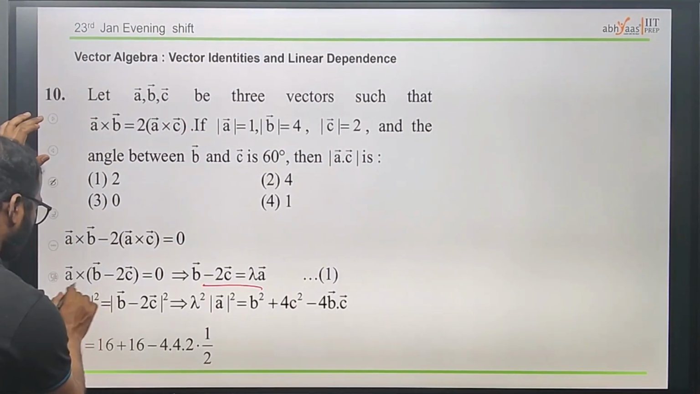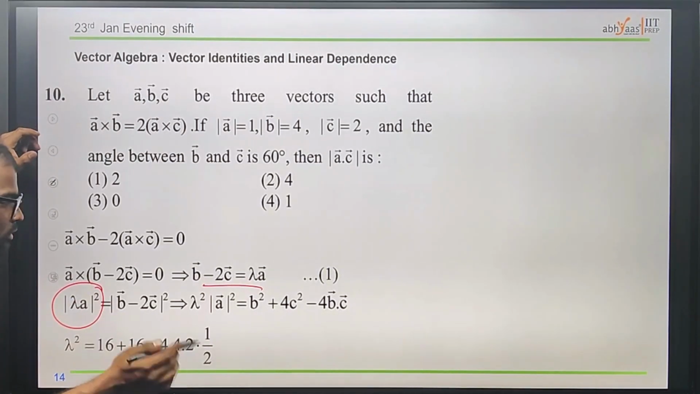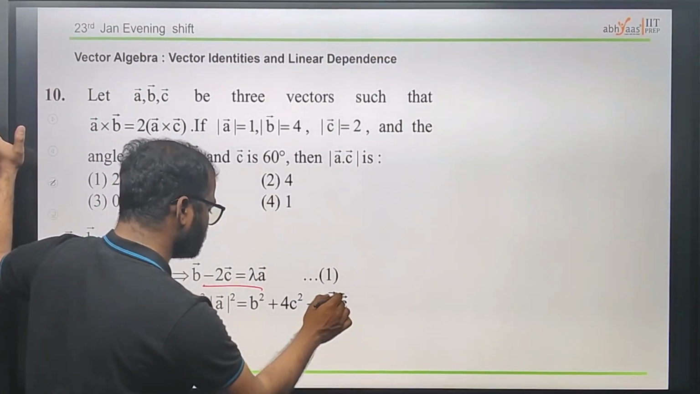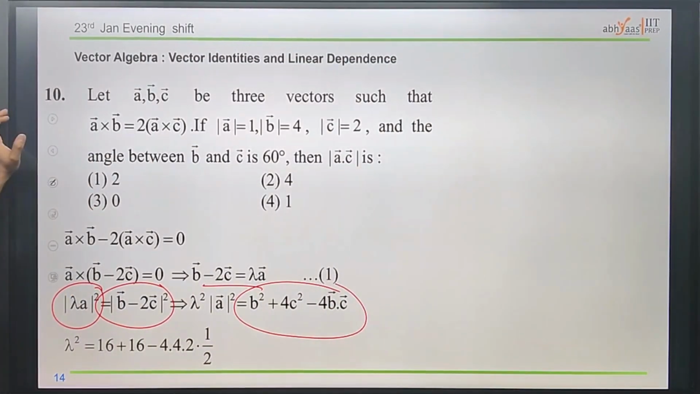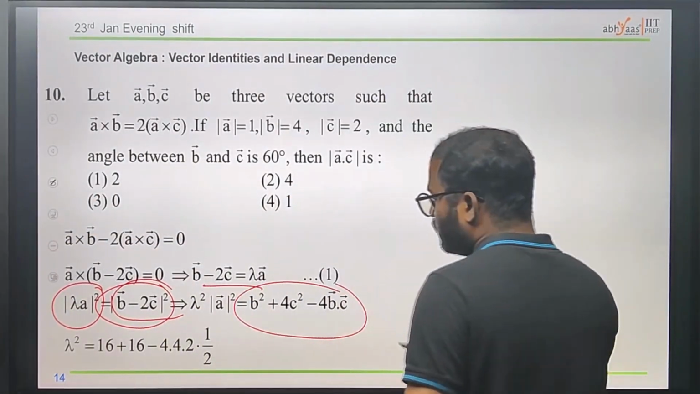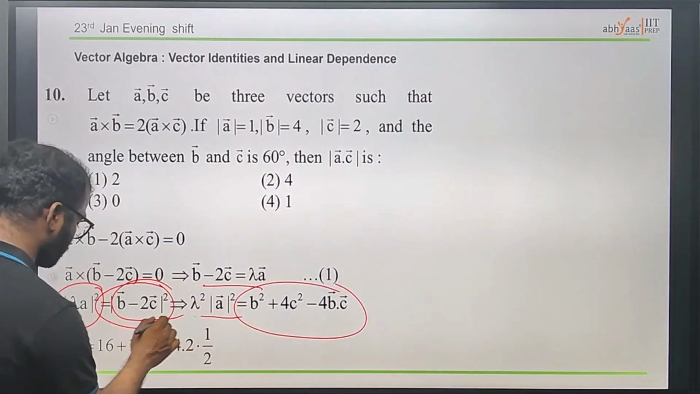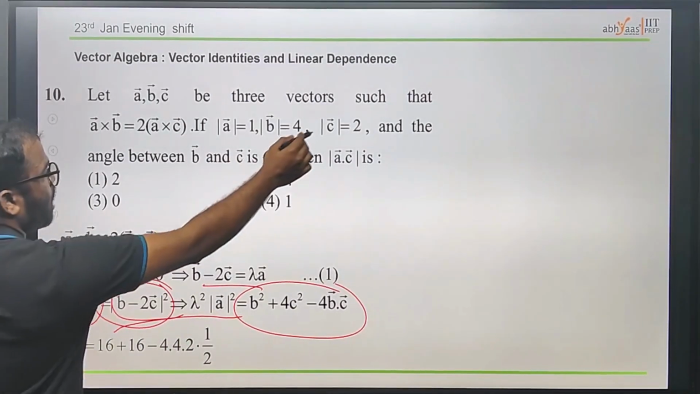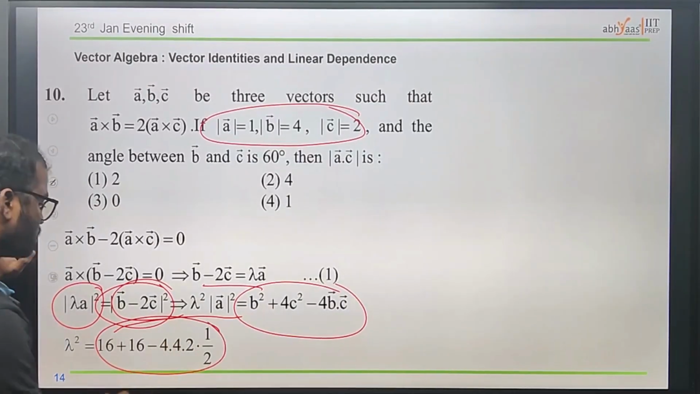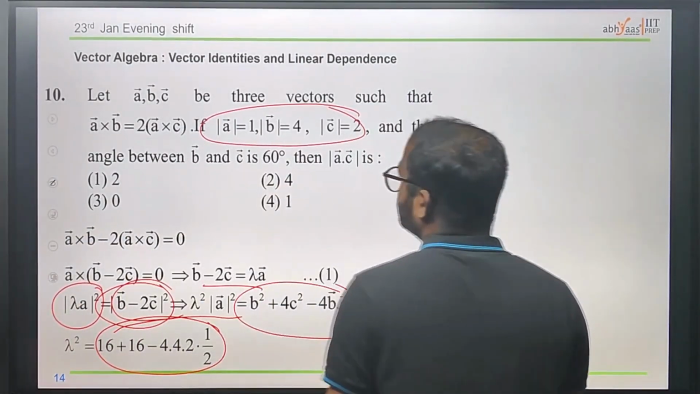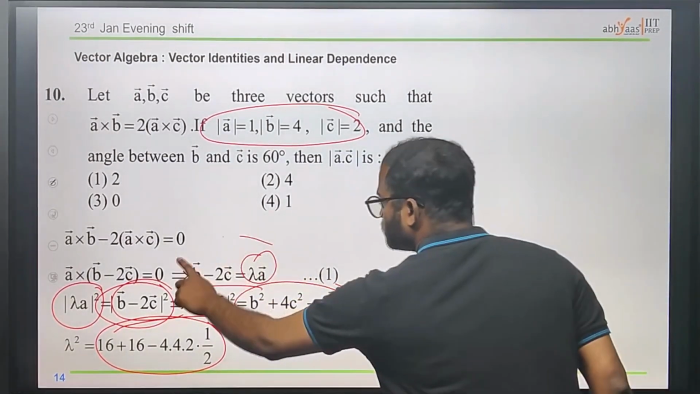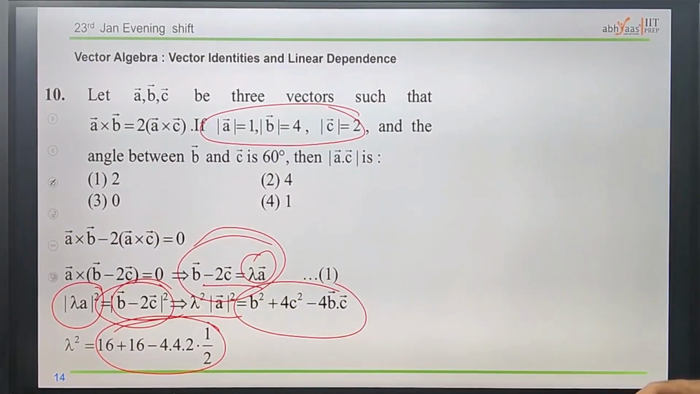Now, taking the modulus on both sides gives us the magnitude of those things. Squaring, it's easy to find: b square plus 4c square minus 4bc, like the a minus b whole square formula. Then we just substitute the values we have here, and that's how we got the lambda value. If you observe, that's how we find lambda: we just square both sides, or take the magnitude on both sides.